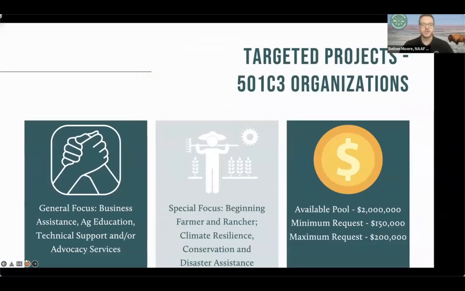Thank you, Tony. So the first eligible entity type that we will discuss today is 501c3 nonprofits. The general focus area for these 501c3s are business assistance, agriculture education, technical support, and/or advocacy services. And then we also have special focus areas. The ones that 501c3s are eligible to apply for are beginning farmer and rancher, climate resilience, conservation, and disaster assistance.